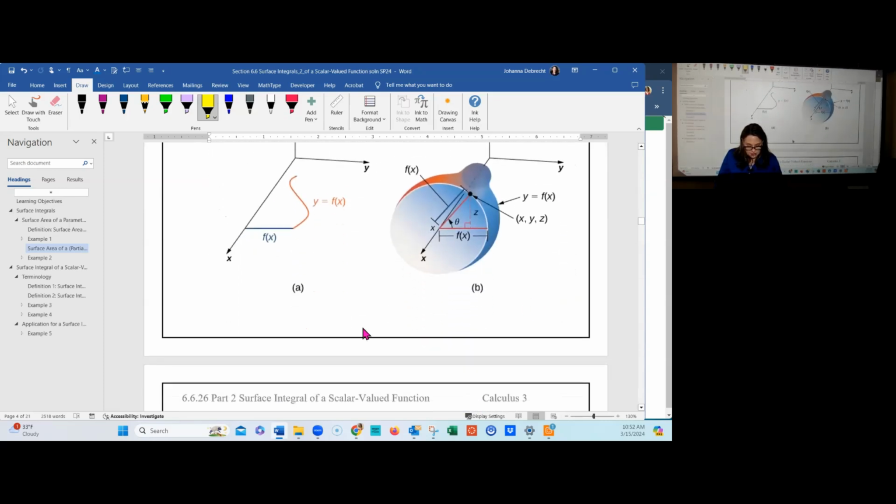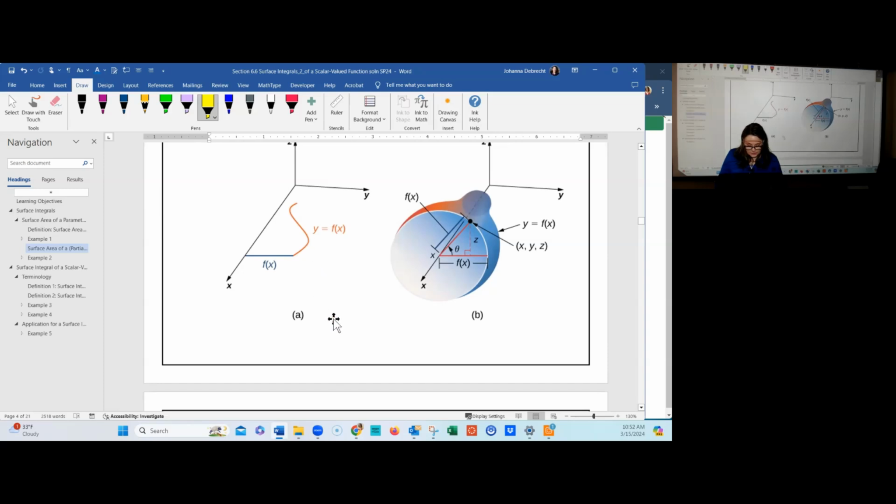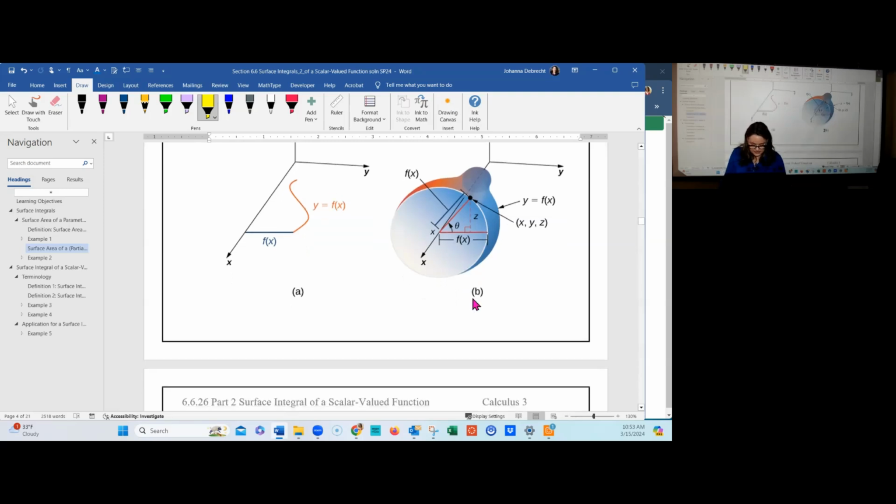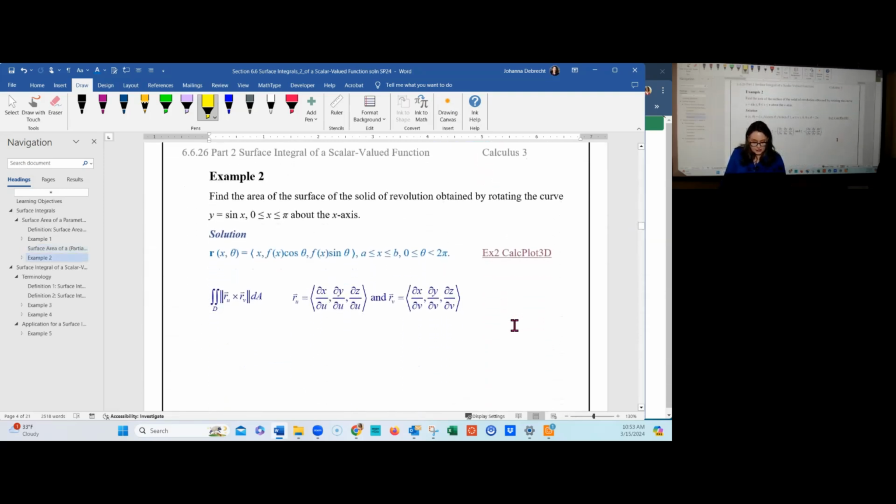So when we take a look at this, you can see right here that what you've got is a circle, and on the circle, you've got f times the cosine of theta and f times sine theta, which is giving you the ability to parameterize it as a surface. Let's go ahead and do an example where we find the area of the surface of the solid of revolution obtained by rotating the curve y equals sine x, where x varies from 0 to pi, about the x-axis. So in this case, we're going to rotate all the way around.